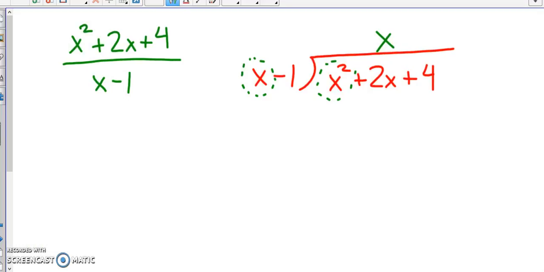All right. So now what I'm going to do is take that x and distribute it to x minus 1, kind of like how I did the 28 times whatever. So anyway, that becomes x squared minus x. So that x squared minus x I'm going to put under here.